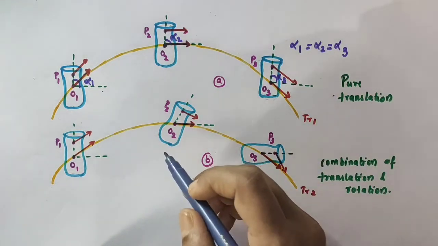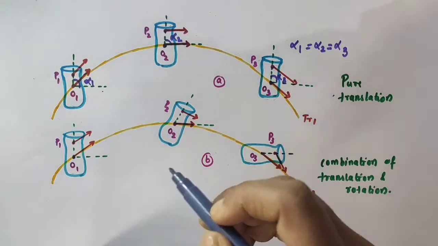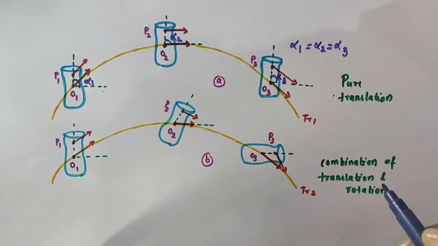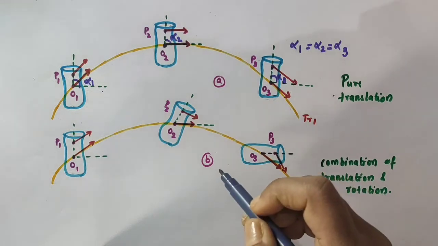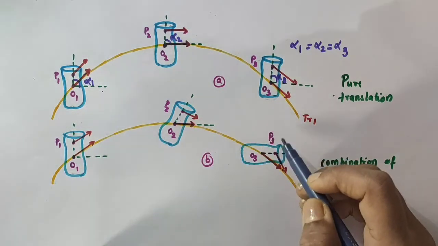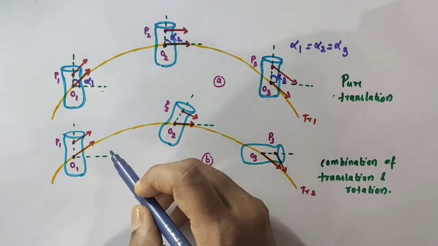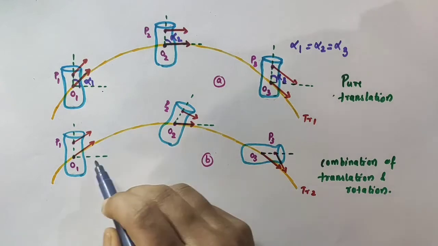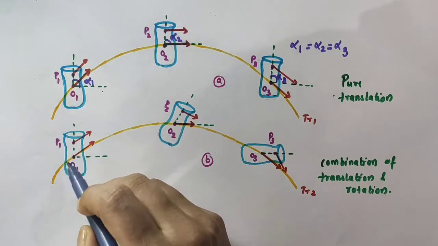Now see this figure B. It illustrates the case of a combination of translational motion and rotational motion. In this case, the velocities of O and P at any instant of time may differ. You can see that their directions are different here. A translational motion is there, and translational motion means the cylinder is actually changing its position.